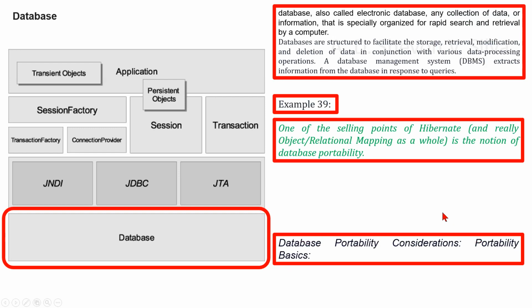Now we are considering portability basics in database portability considerations. One of the selling points of Hibernate and object relational mapping as a whole is the notion of database portability. This could mean an internal IT user migrating from one database vendor to another, or it could mean a framework for deployable applications consuming Hibernate to simultaneously target multiple products by their users. Regardless of the exact scenario, the basic idea is that you want Hibernate to help you run against any database, any number of databases, without changes to your code, ideally without any changes to the mapping metadata.